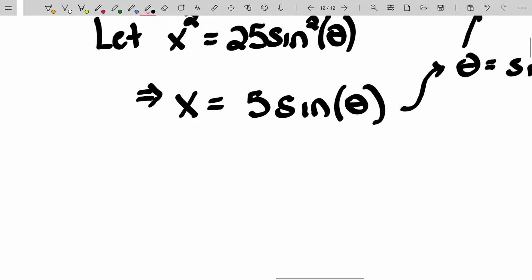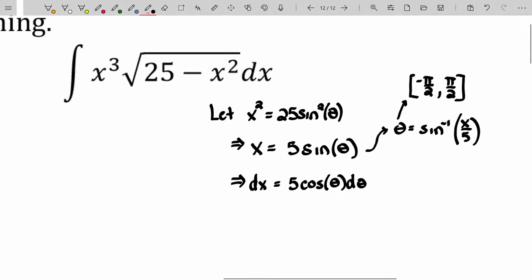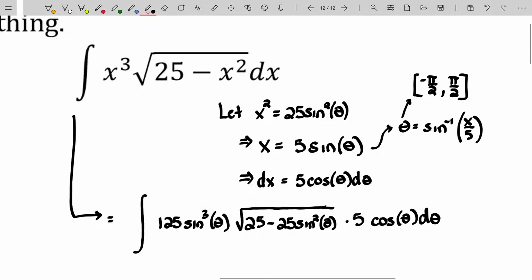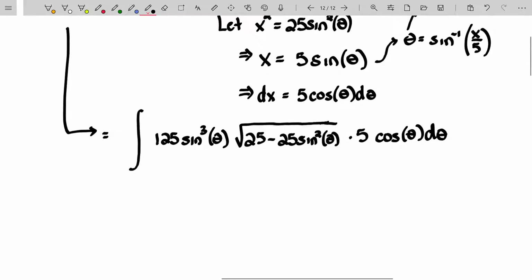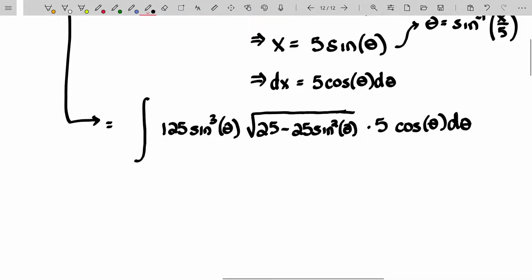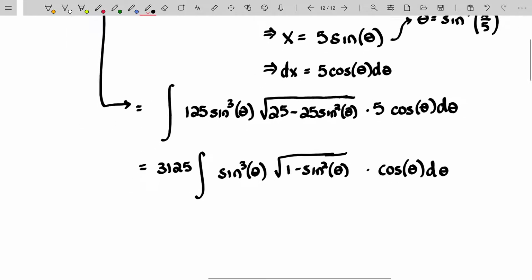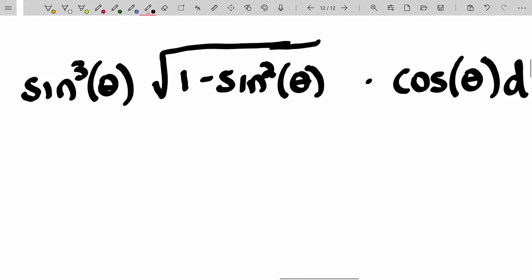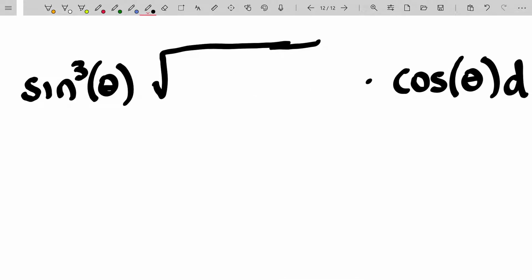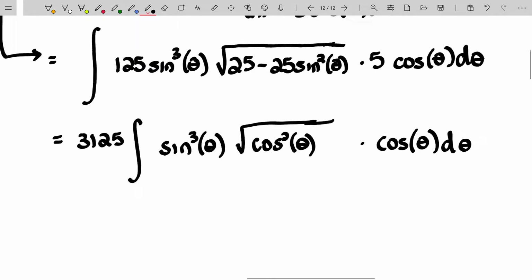We go ahead and do one final step here, take the differential of both sides. And now we go and substitute that stuff in. Once you get down to here, you can actually factor out the 5, the 125, and the square root of 25. And we know that the square root of 1 minus sine squared is the same thing as the square root of cosine squared.